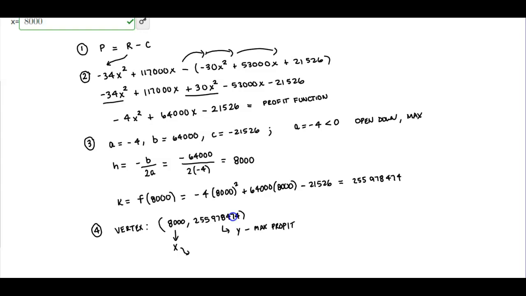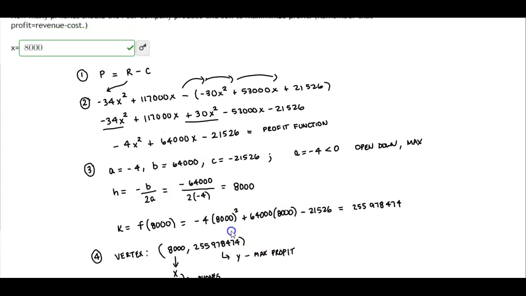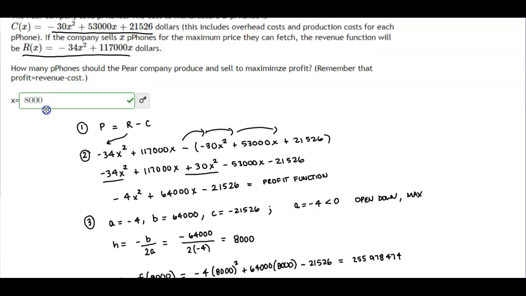And this X represents the amount of P phones needed to be sold in order to get the maximum profit. So therefore, our answer is 8,000.